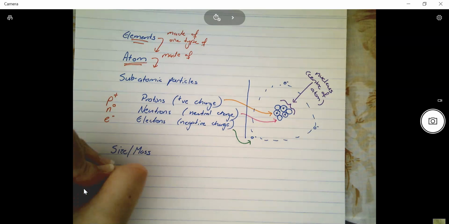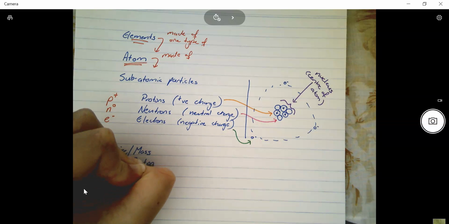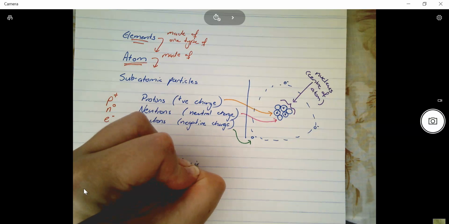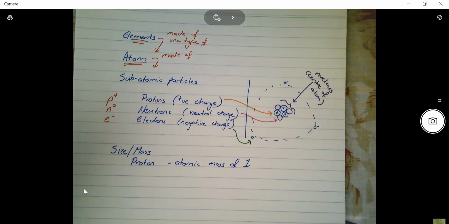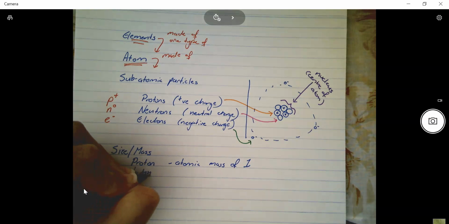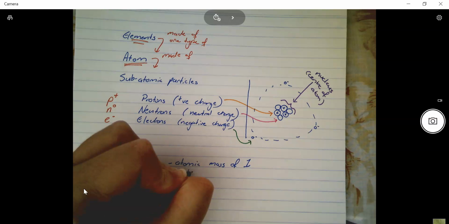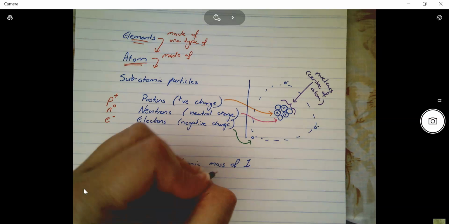Okay, so if we look at the mass of a proton, okay, it has an atomic mass of what we call 1. Okay, so it has an atomic mass of 1. Our neutrons, if you can remember, I said are slightly heavier or have a slightly greater mass than a proton.